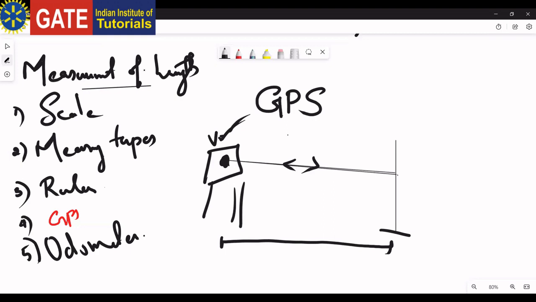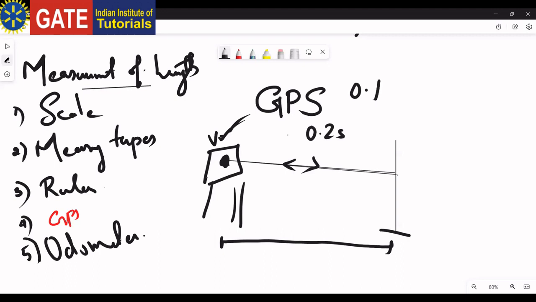Now the transmission time is recorded by the device, because the device knows when the light is transmitted and when it came back. It went there and came back. So half of the total time is taken for the light to go from here to there. If it took a total of 0.2 seconds to go there and come back, it will be 0.1 seconds to go there.